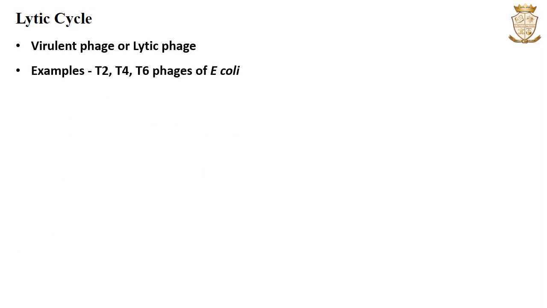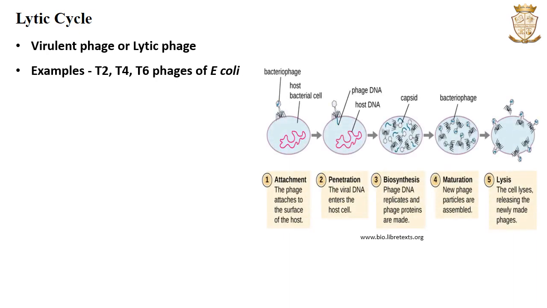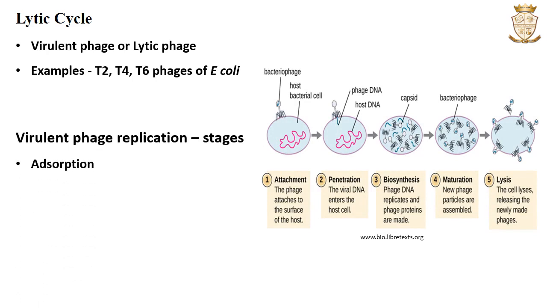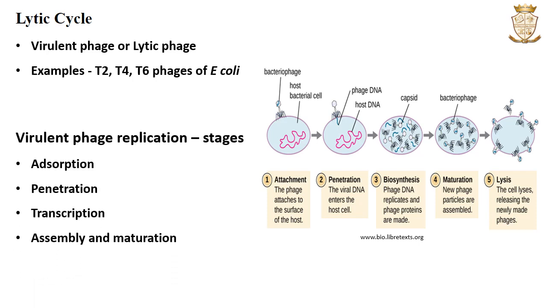Now we will discuss the lytic cycle. The lytic cycle is a mode of reproduction by lytic or virulent phages. Examples of virulent phages are the T2, T4, and T6 phages of E. coli. During the lytic cycle, the virulent phage replicates through the following stages: adsorption, penetration, transcription, assembly and maturation, and finally the release of progeny phage particles.